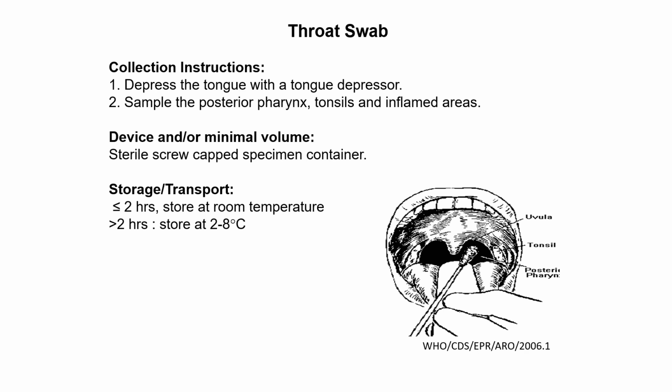For a throat swab, as you can see from the picture, depress the tongue with a tongue depressor and sample the posterior pharynx, tonsils, and the inflamed areas. The sample should be collected into a screw cap specimen container, and if the transport time is less than 2 hours, store it at room temperature. If it is more than 2 hours, store at 2 to 8 degrees Celsius.